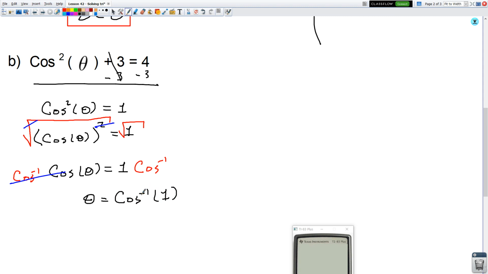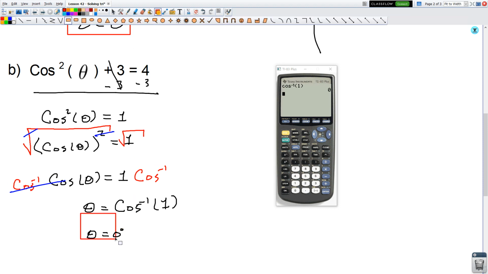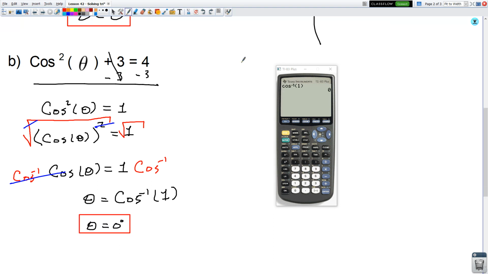So now notice that this may look tedious, but this is nothing more than calculator work. So we're going to go to our calculator, and now we're going to press cosine inverse. So we're going to press second, and on top of cosine, you can see cosine inverse. So cosine inverse of 1. So we see that theta is equal to 0 degrees. So this is our first solution. The first solution is 0 degrees, but notice that we have to check the second solution.